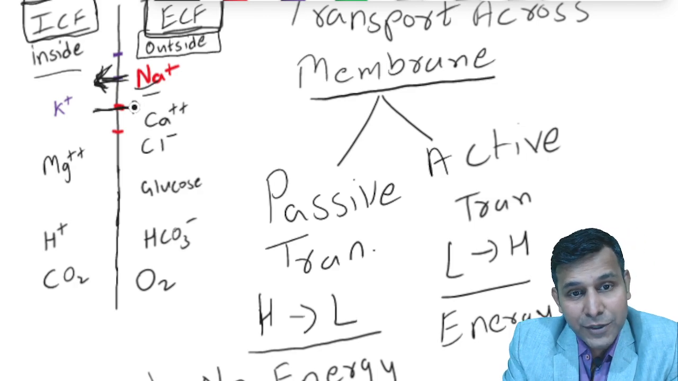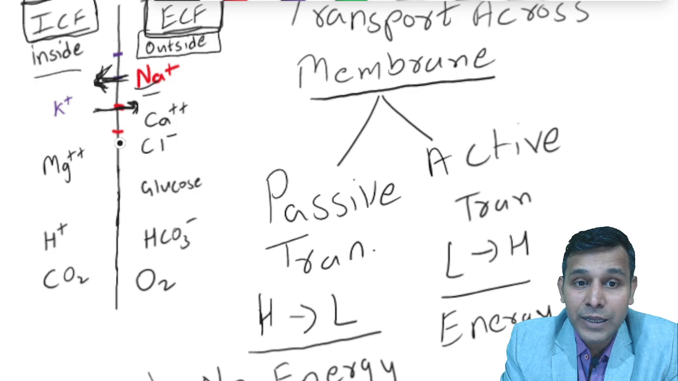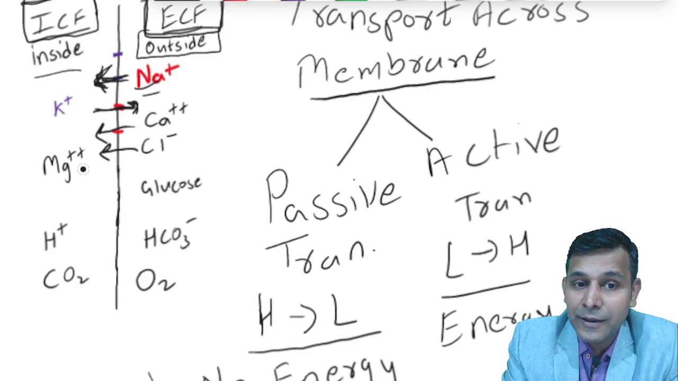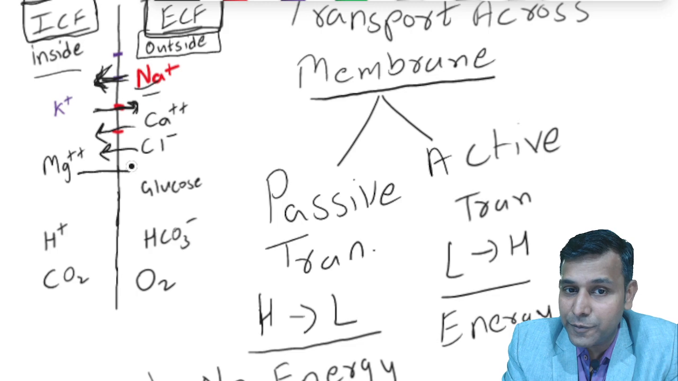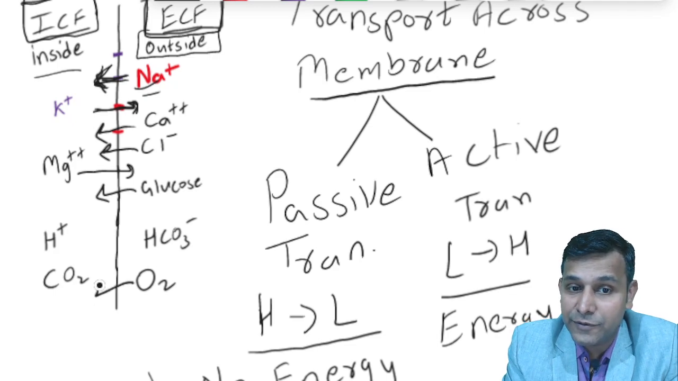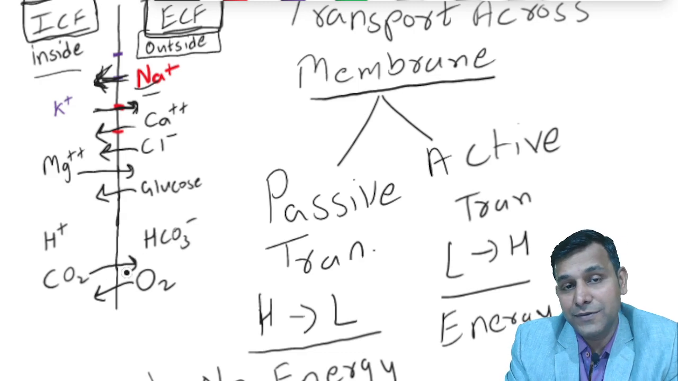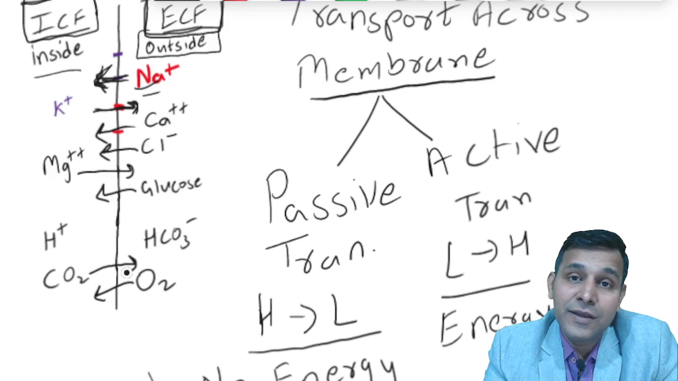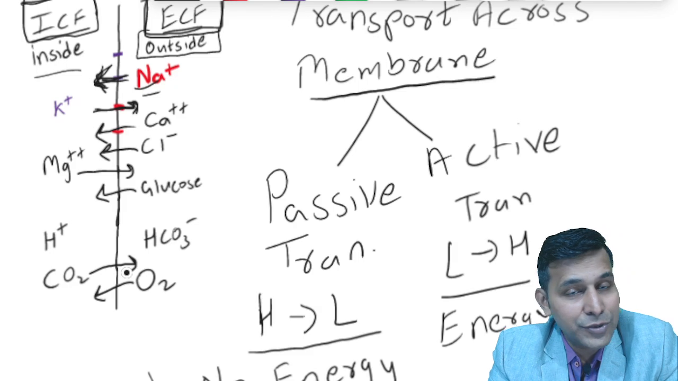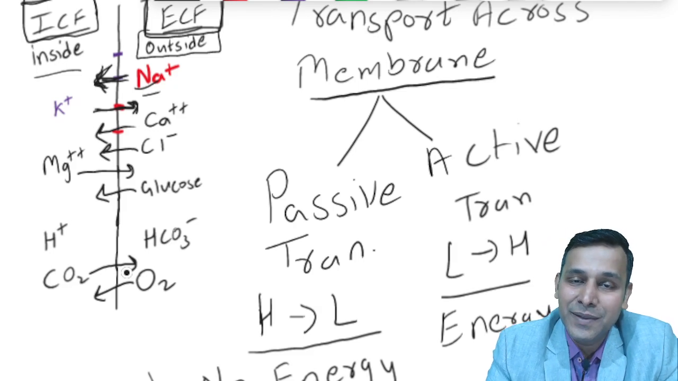Potassium movement from inside to outside is a passive transport. Calcium moving from outside to inside is passive. Chlorine moving from outside to inside is passive. Magnesium moving from inside to outside will be active. Glucose moving from outside to inside would be passive, whereas oxygen moving from outside to inside will be passive, and CO2 moving from inside to outside will be passive. So this is a passive transport where the substances are moving from higher concentration to lower concentration.